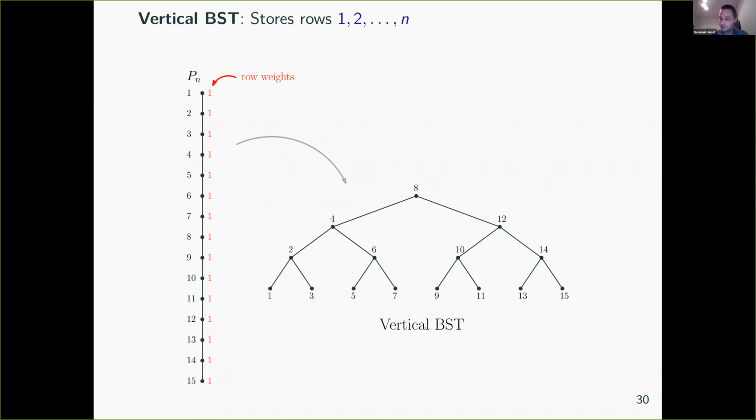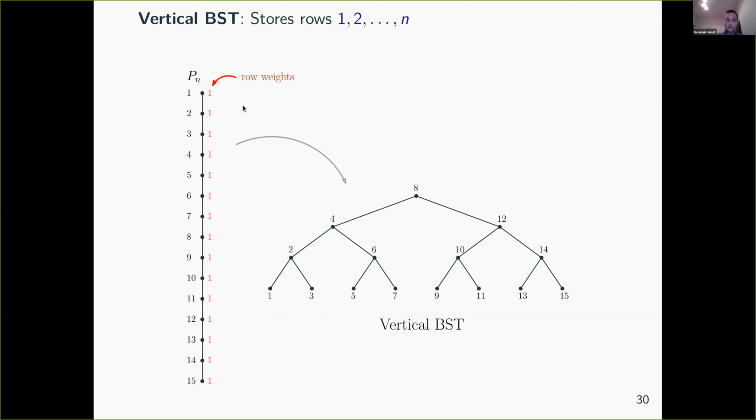So let's look a bit at this vertical BST, because that one is quite simple and quite natural. So we are going to look at the rows. So what are the rows? Well, they correspond to vertices of the path. So we are going to number the vertices of the path from 1 up to n, say from top to bottom. And we are looking at the rows, the row weights. How many vertices of a given row are used by the specific subgraph we are looking at?